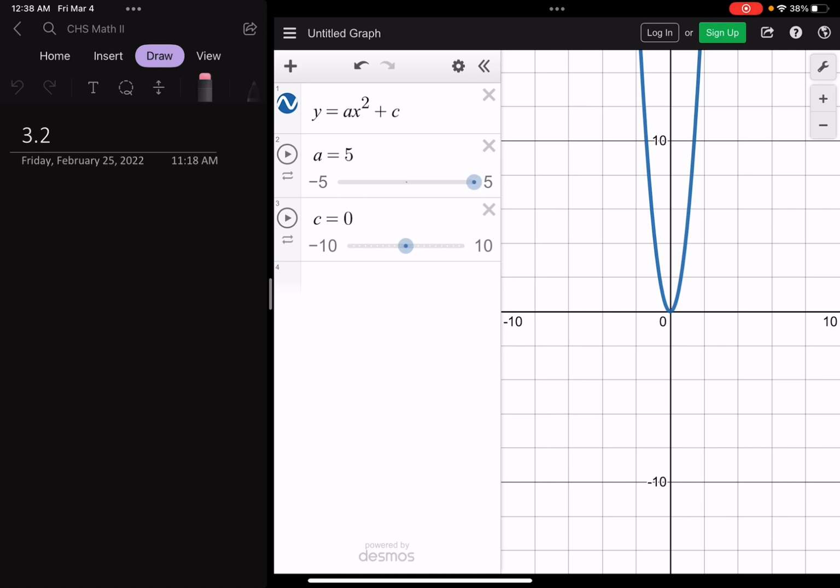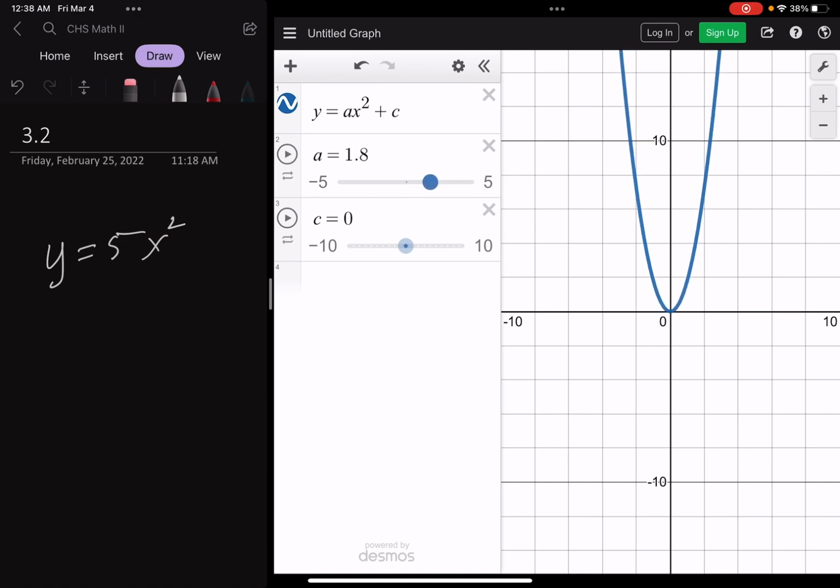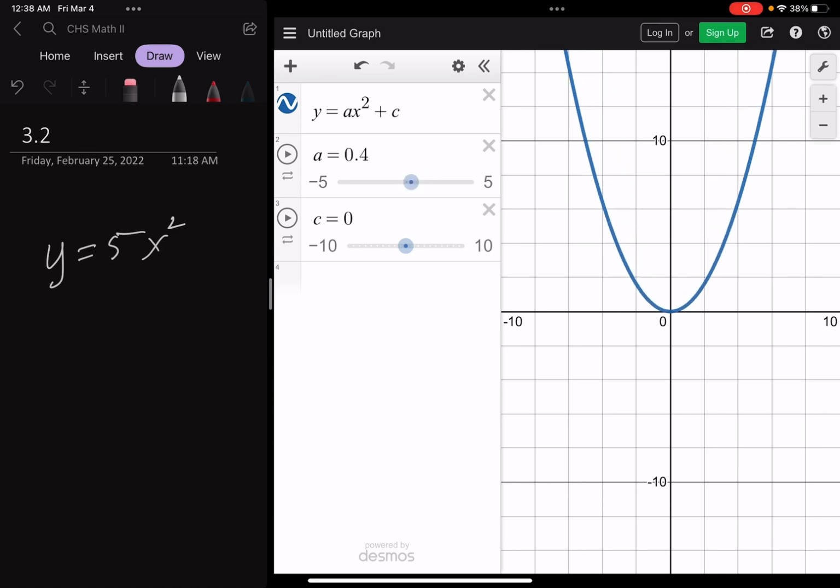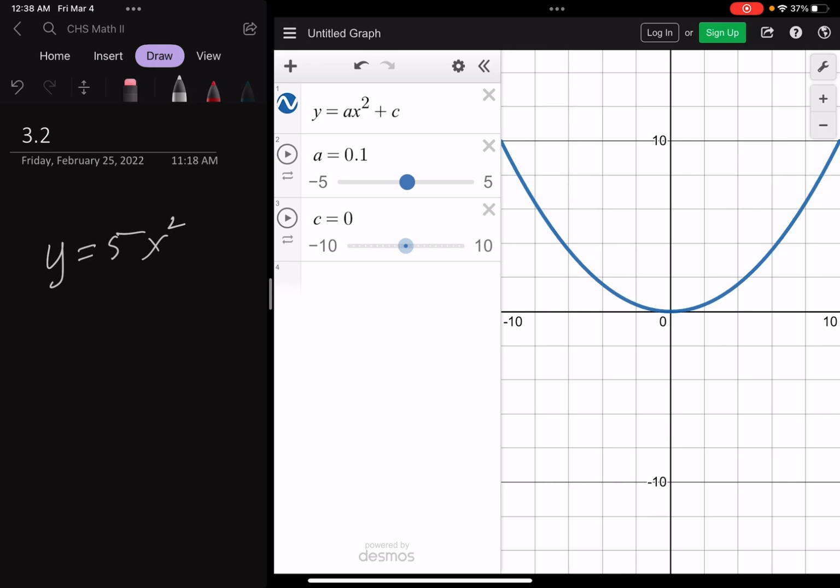So you can see that right now I have, let me go and write this so you can see what I'm talking about. y equals 5x squared. That's what you see to the right, because I have the slider all the way to the right. But if I start to slide it down, you can start to see that at some point it gets wider and wider. Then we also talked about what happens when it flips.